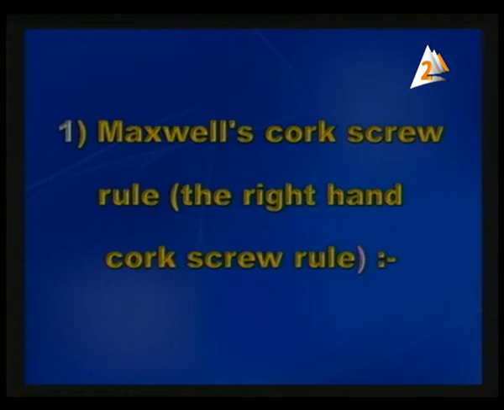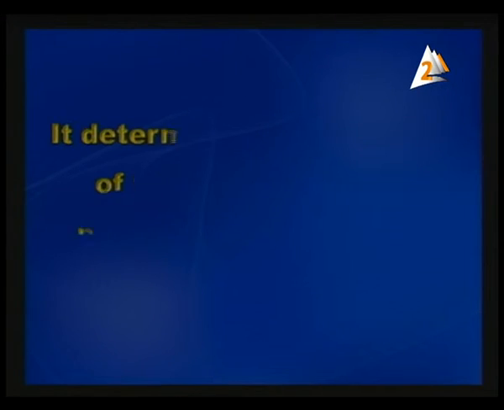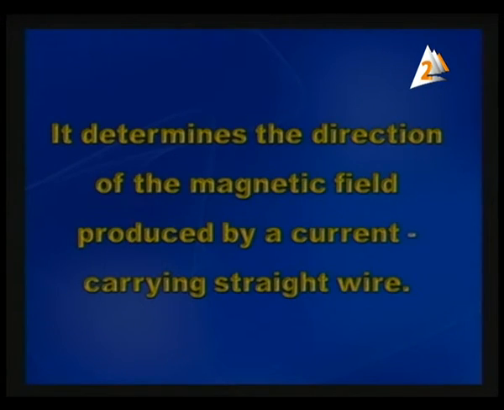Maxwell's corkscrew rule. We call it the right-hand corkscrew rule. One use for it: it determines the direction of the magnetic field produced by a current carrying a straight wire.